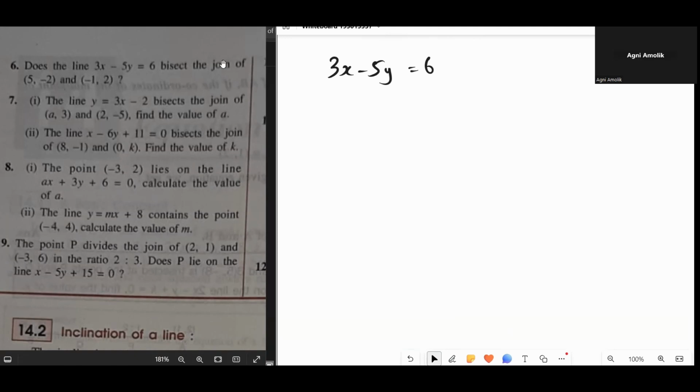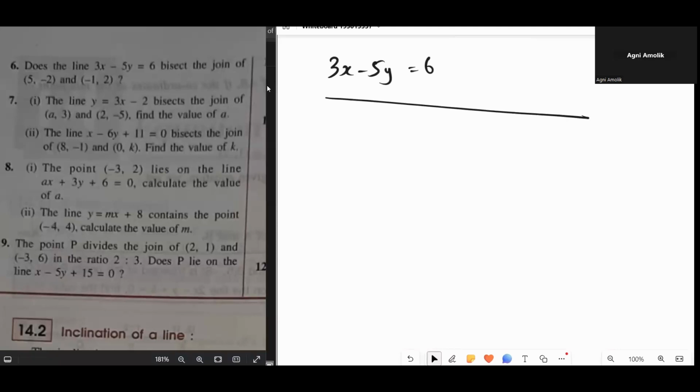So here there's a line. This is the line. Okay, we'll just draw the line. They're saying, does this line bisect the join of these 2 points? What is bisect? Cutting into 2 equal halves. So they're asking whether this line cuts the other line into 2 equal halves.